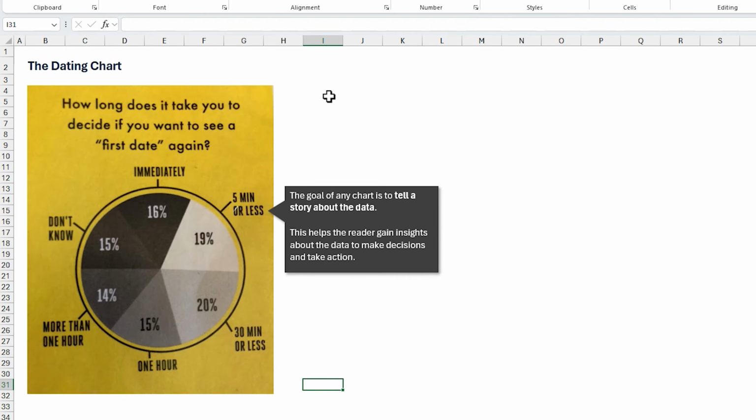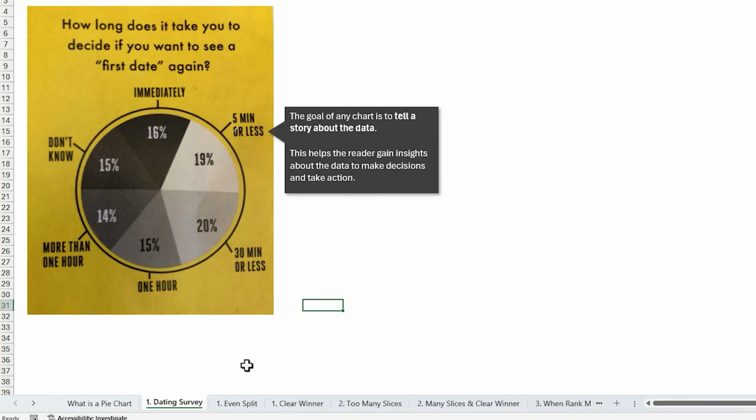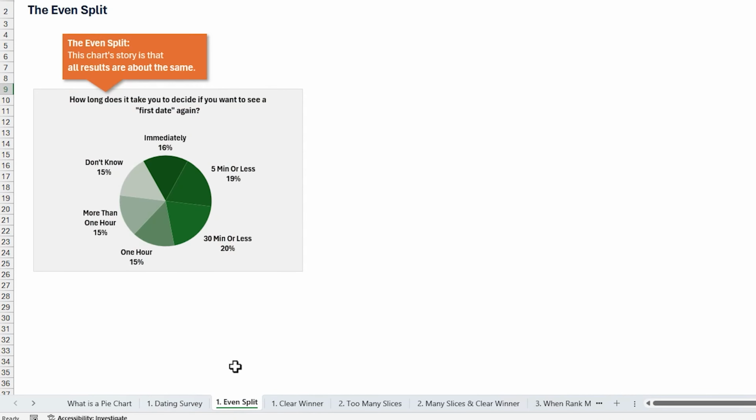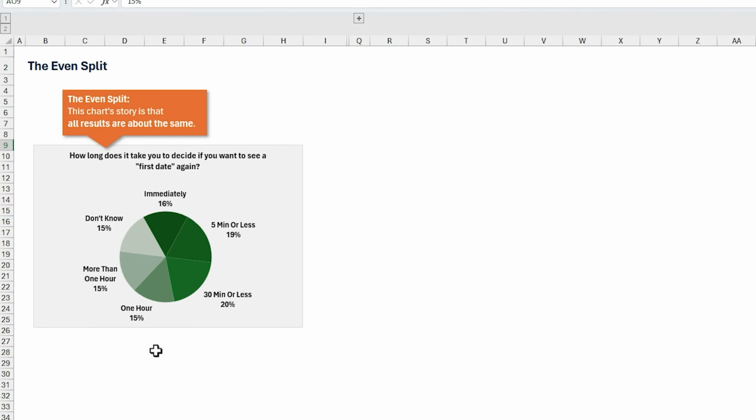So the stories with pie charts really come down to 2 different types of stories. The first one is what I like to call the even split. I've recreated this chart here in Excel. It's called the even split because the story it's trying to tell is that all of the results are about the same. It's difficult to look at this chart and immediately determine what the winner would be. This is one reason that data visualization experts say to avoid pie charts, because it can be difficult to make decisions when you look at this chart, unless the decision here is that there really are no results and you really don't know what to do on a first date.